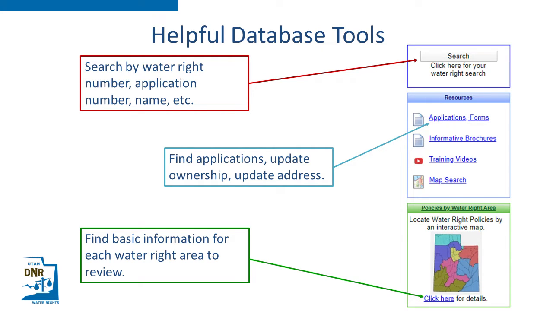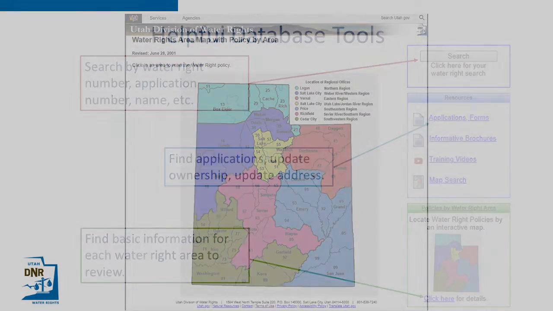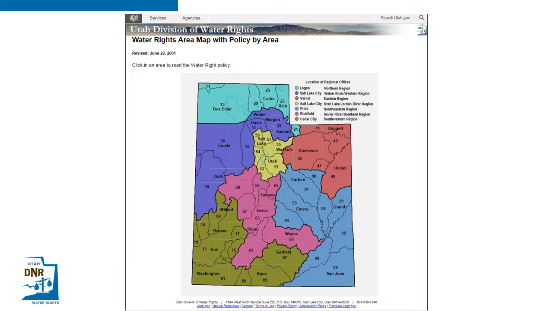The third area I would like to discuss is the interactive map shown in the lower right corner of the page. When you click on this, the map will be enlarged for ease of use. The map is broken down to show the different areas for the regional offices, which are color-coded. The county lines are also shown. If you click on the area you are interested in, important information for working with water rights can be found here. Let's look at an area and go over the information that can be found.